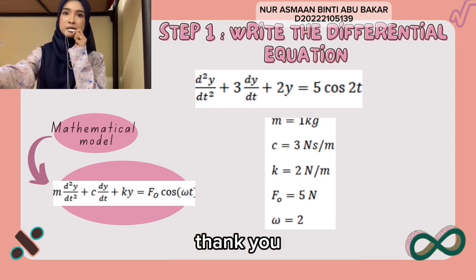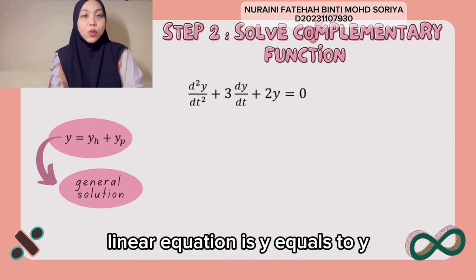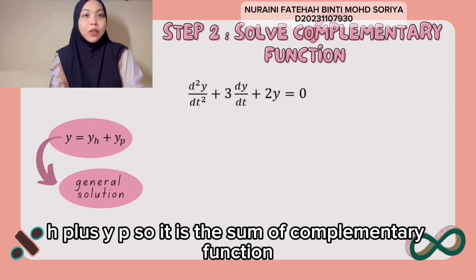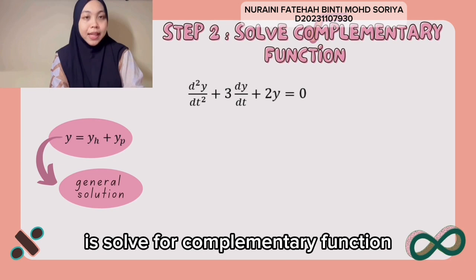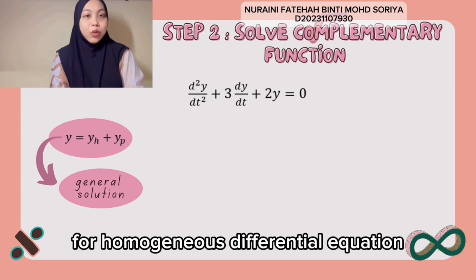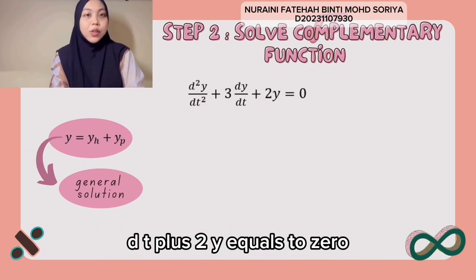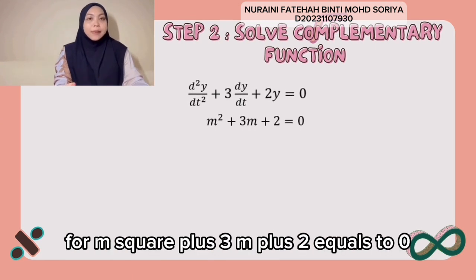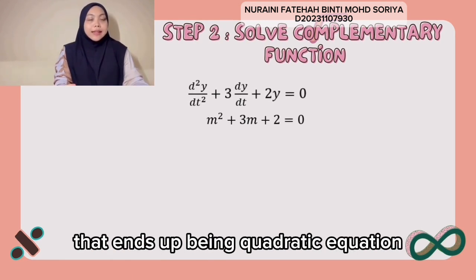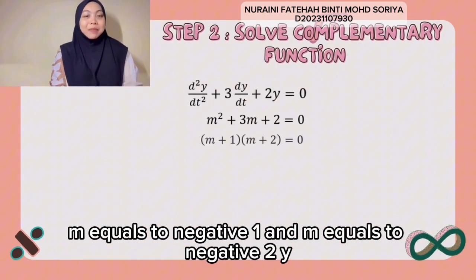Thank you. The general solution for a non-homogeneous linear equation is y equals yh plus yp, so it is the sum of the complementary function and the particular solution. For the second step, we solve for the complementary function, same as the solution for the homogeneous differential equation, which is d²y/dt² plus 3 dy/dt plus 2y equals 0. To solve that, we set up the characteristic equation m squared plus 3m plus 2 equals 0, which is a quadratic equation. The roots that we get for this equation are m equals -1 and m equals -2.